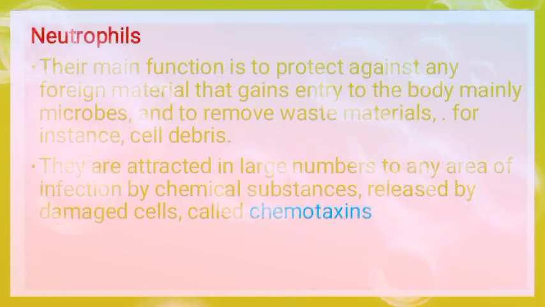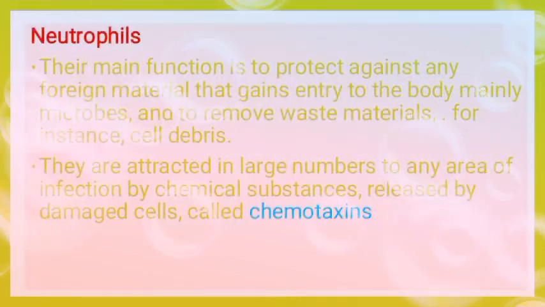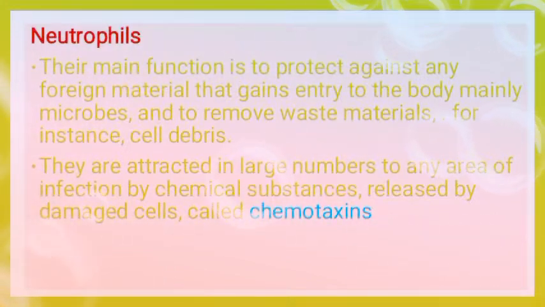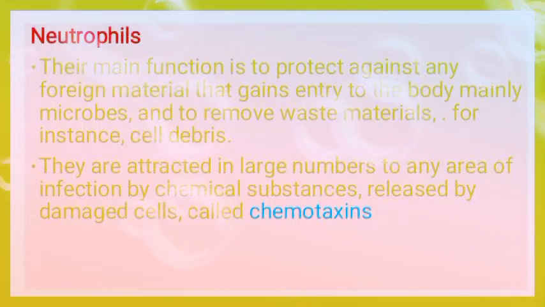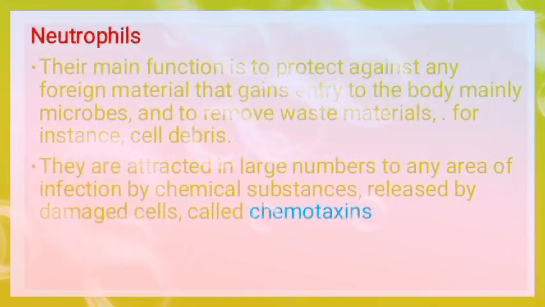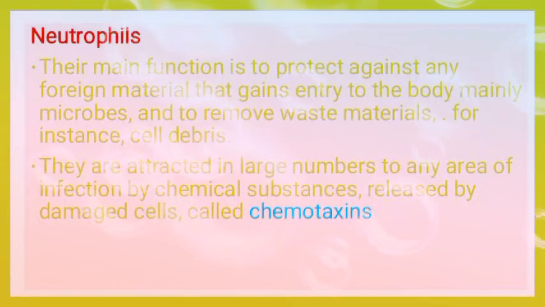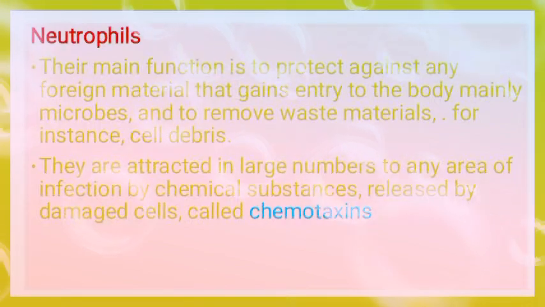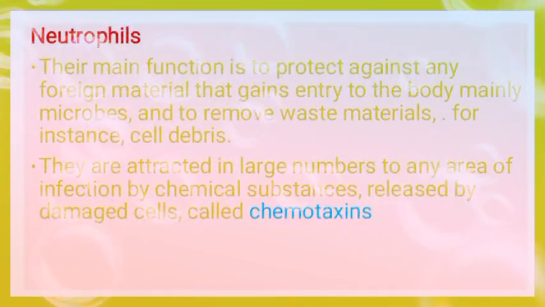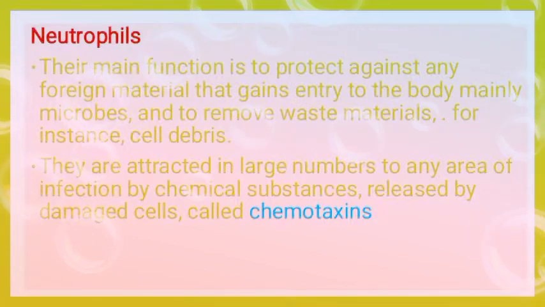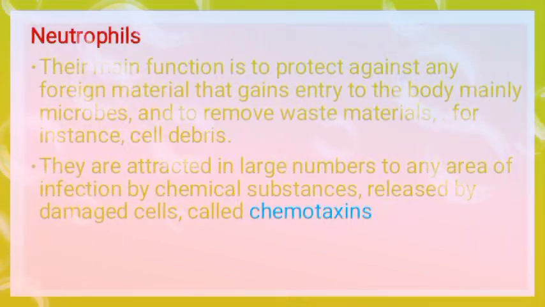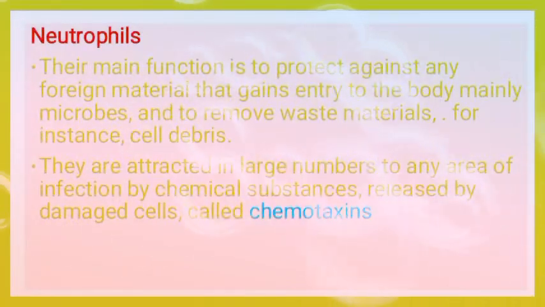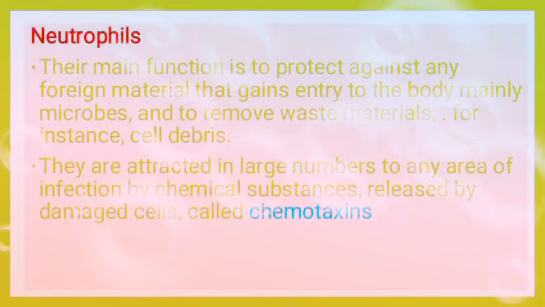What's the function of the neutrophils as a type of granulocyte? It is to protect the body from foreign materials that can gain entry into it. These foreign materials could be microbes, that is bacteria, and also waste materials, for instance cell debris. For example, if a person sustains an injury, pus will be produced at the site of injury as time goes by, due to necrosis and other foreign microorganisms that can invade that area. So that pus, in this case, is what we are calling the cell debris.